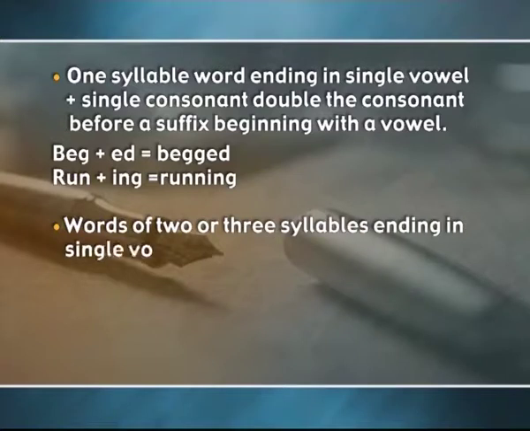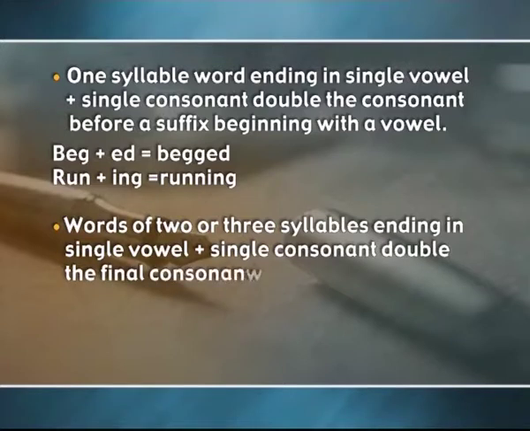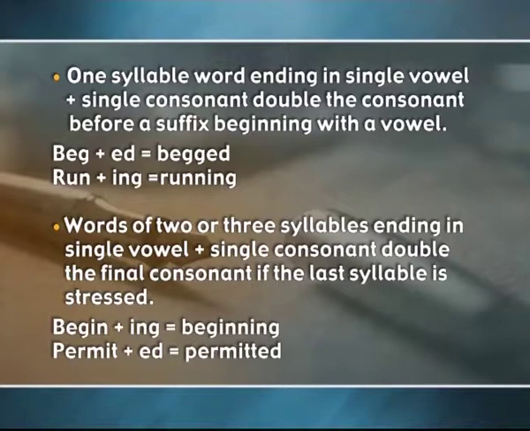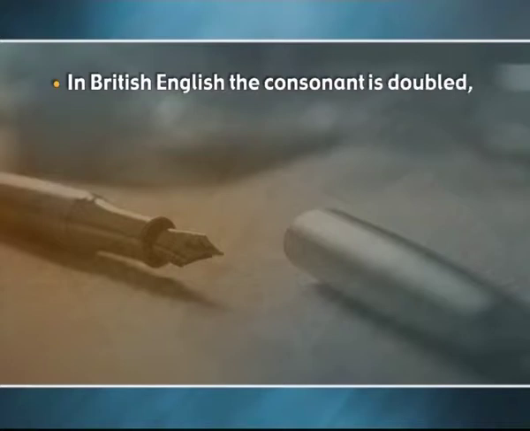Words of two or three syllables ending in a single vowel plus single consonant, double the final consonant if the last syllable is stressed. Example: begin plus ing is equal to beginning. Permit plus ed is equal to permitted. In British English, the consonant is doubled even if the stress does not fall on the last syllable. Example: quarrel plus ed is equal to quarrelled. Travel plus er is equal to traveller.